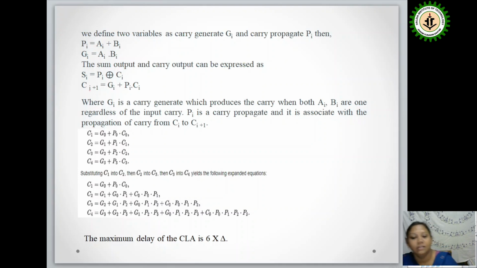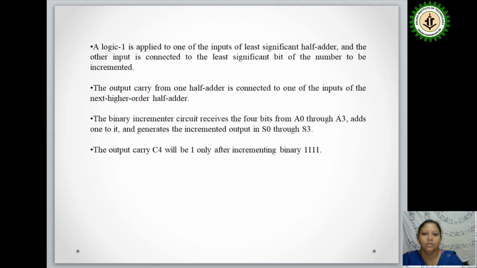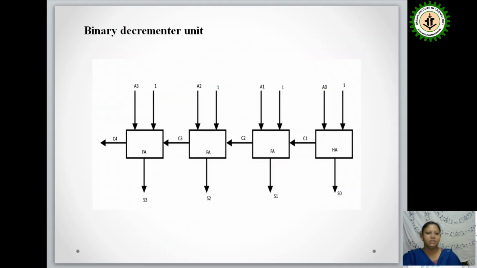So here we minimize the time delay. The maximum delay, if we calculate it for the carry look ahead adder, is 6 into del, where del is the minimum amount of time delay, multiplied by 6, which is less compared to the carry propagate adder. So these are the two concepts, the carry look ahead adder and the carry propagate adder. So that is the description of this.